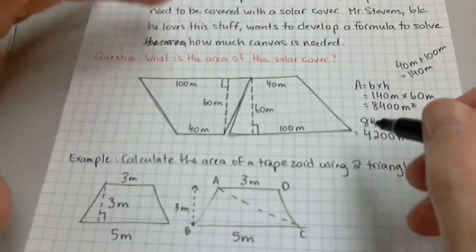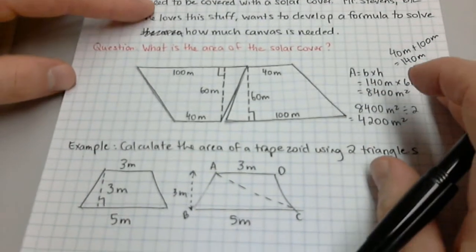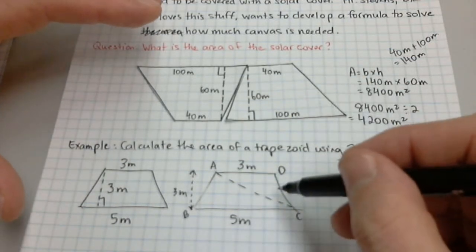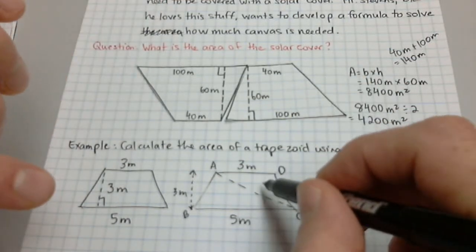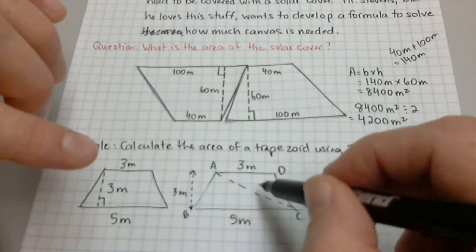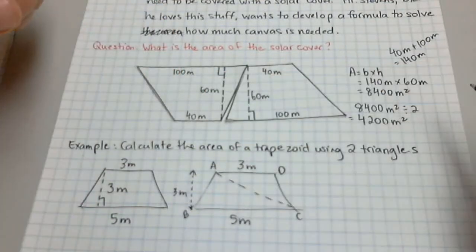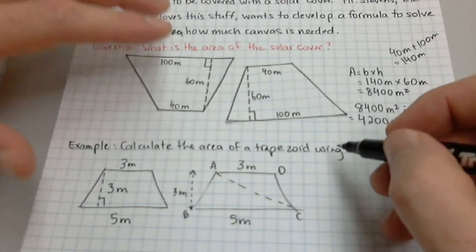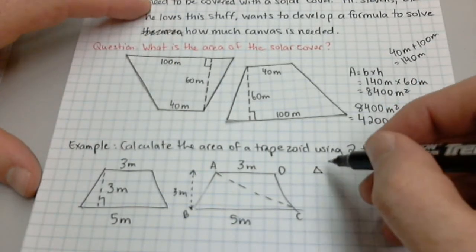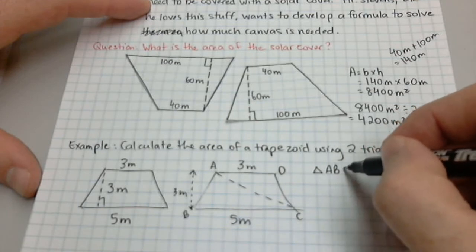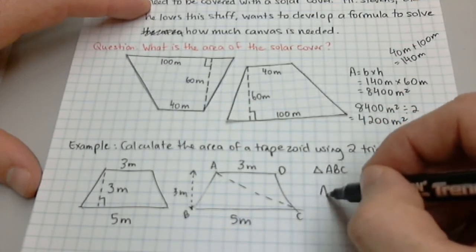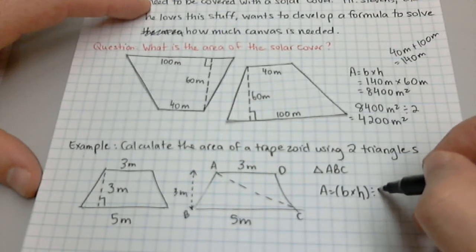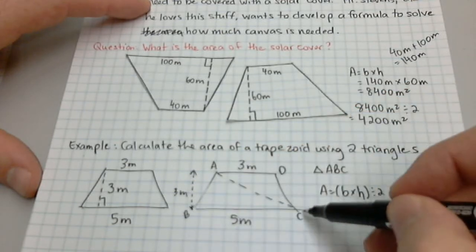So what I'm going to be able to do with this drawing the way it is, is I can look at this and say I now have two triangles that I'm going to be able to combine afterward to find the area of this trapezoid. So first I'm going to use triangle ABC. And I know from yesterday that my formula is base times height divided by 2. So ABC is this one.